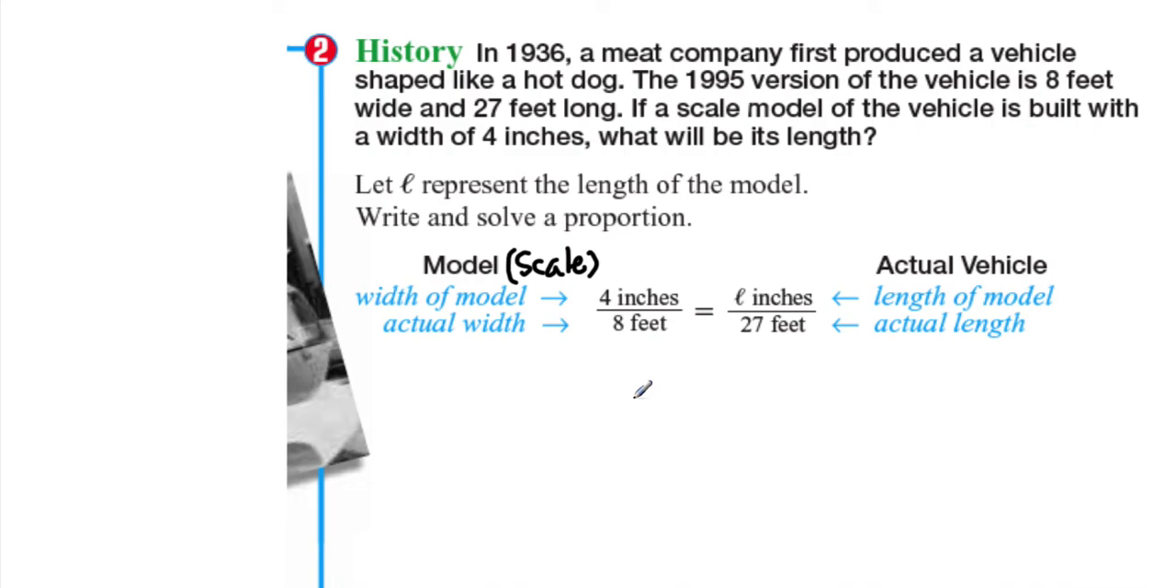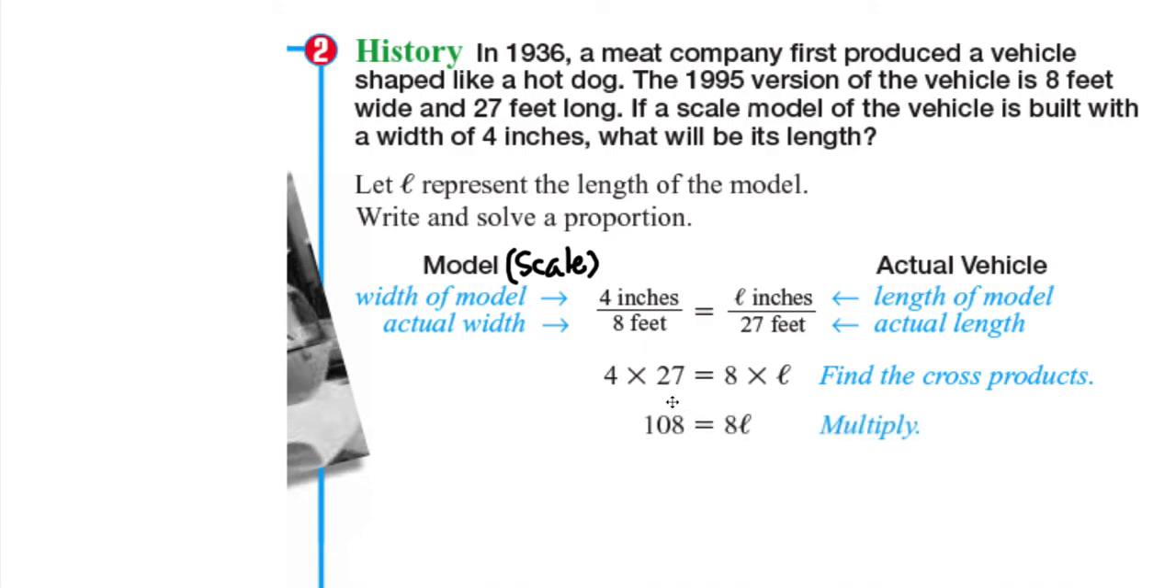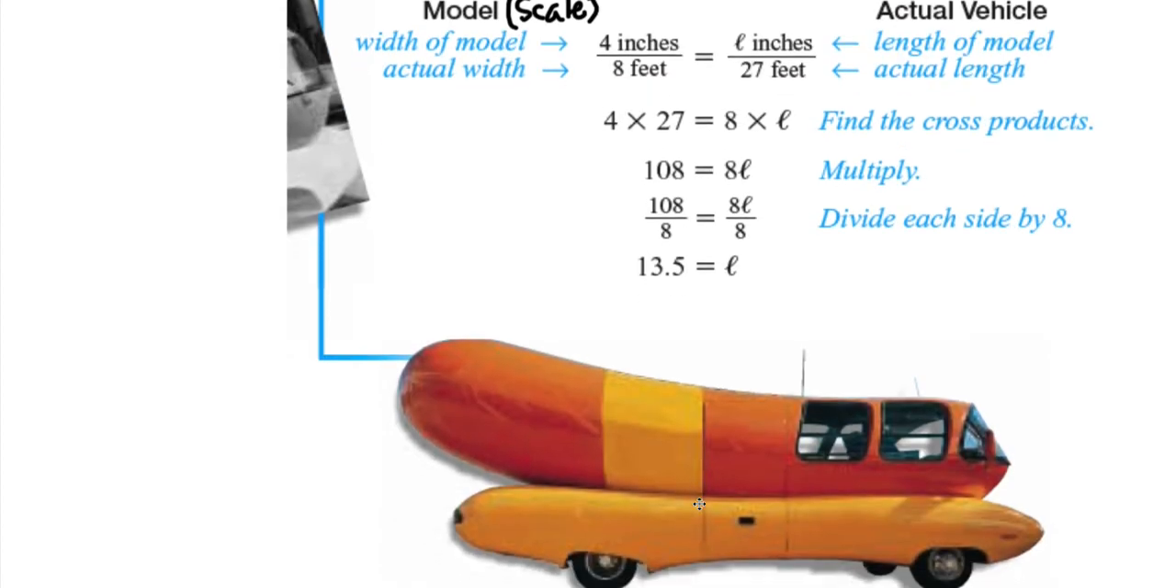So with that, we create our proportion and we do cross products. This becomes 4 times 27 is equal to 8 times L. After that we get 108, which is the product of 4 times 27, and that is 8L. Then we solve for L by dividing both sides by 8, and we end up with L equals 13.5. So the length of the model is 13.5 inches, or 1 and 1/2 feet.